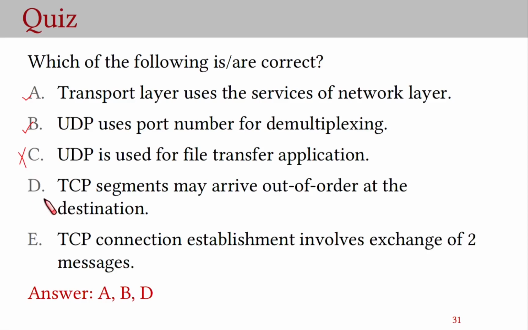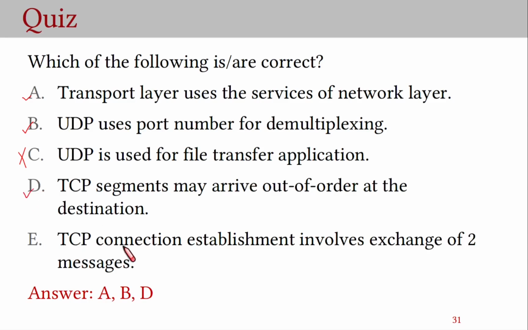The fourth option says TCP segments may arrive out of order, and that is correct because if we have two endpoints that are connected by a single point-to-point link, this will not happen. But in the case of TCP, the endpoints may be far apart. There may be several hops in between, so different segments may take different paths, and at the end arrive out of order at the destination. So this is correct.